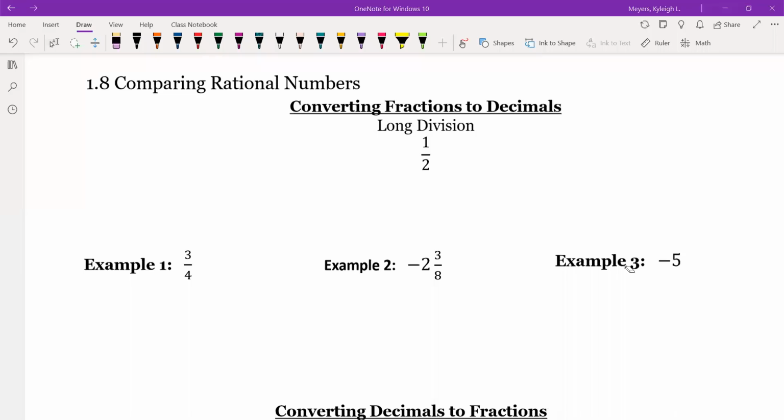Right, so we're going to talk about comparing rational numbers. First thing is to convert fractions to decimals. So there's a really easy way on your calculator that I'm going to show you in class. But to get the basic understanding, you have to use long division, right?